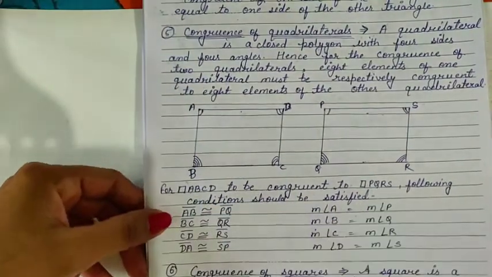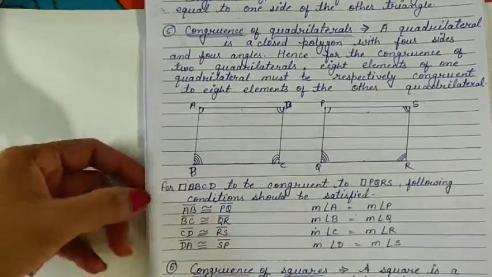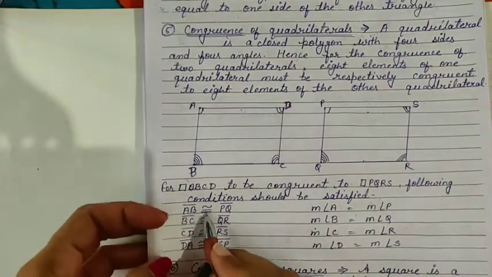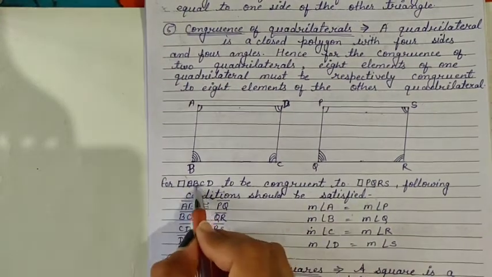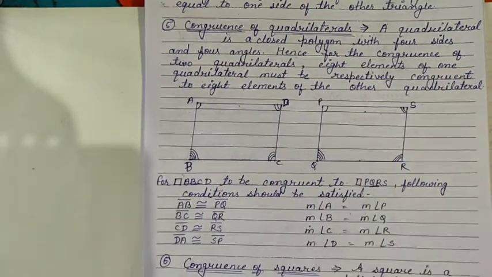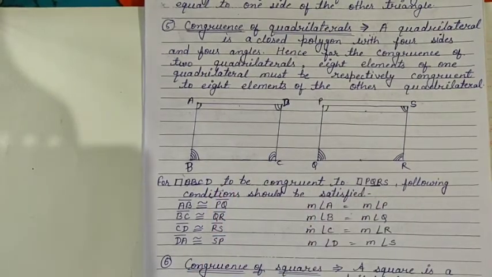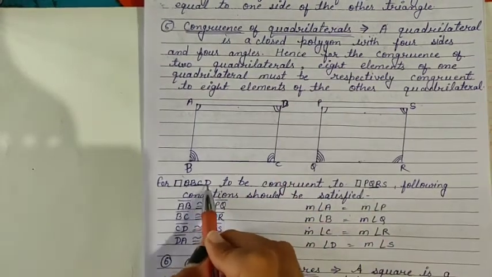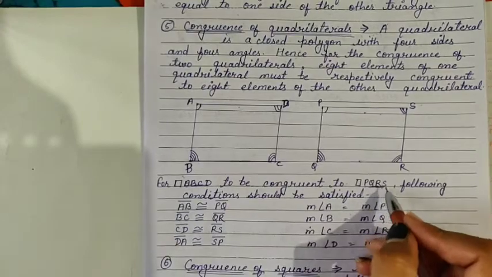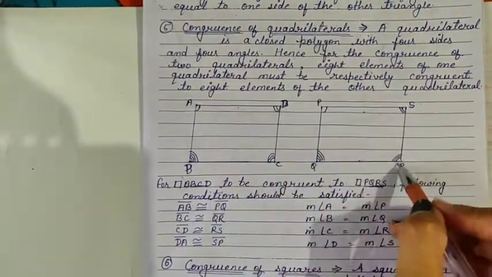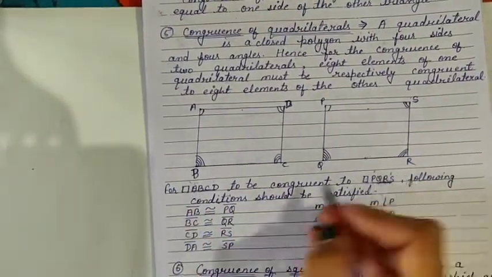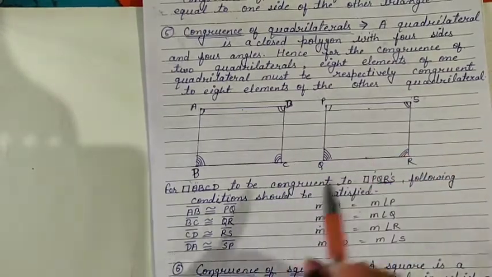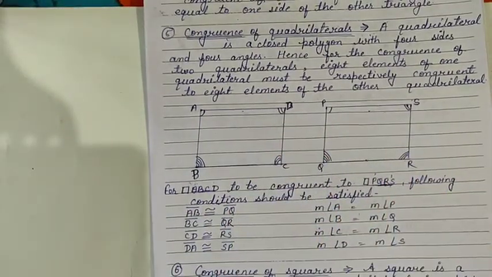For ABCD to be congruent to PQRS, AB must be equal to PQ. AB congruent to PQ means the length of AB is equal to the length of PQ. Second and third, BC is equal to QR, it means BC is congruent to QR. CD, third and fourth, RS, it means CD is congruent to RS. And DA, fourth and first, SP, DA is congruent to SP, it means the length of DA is equal to the length of SP.